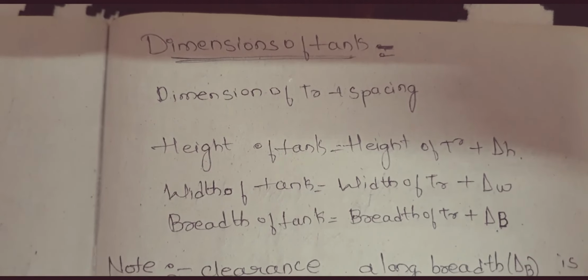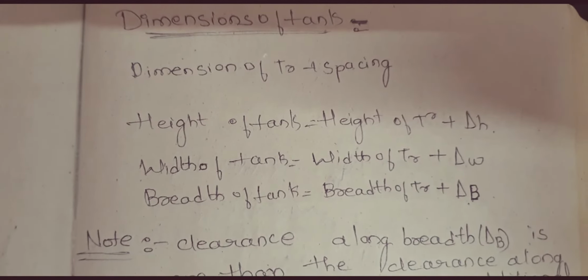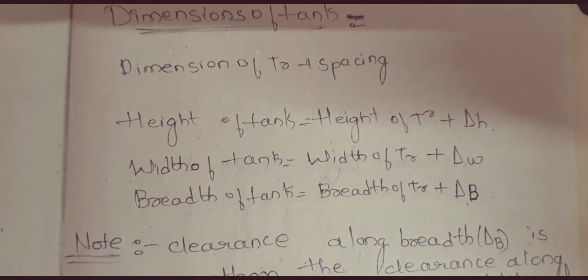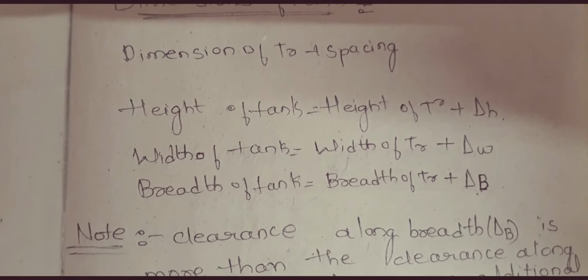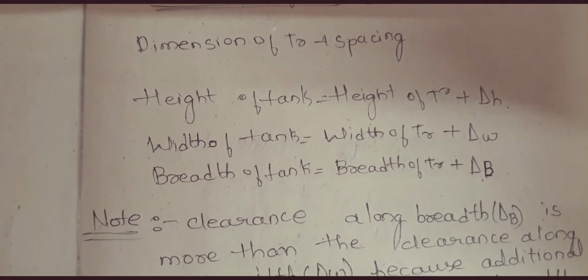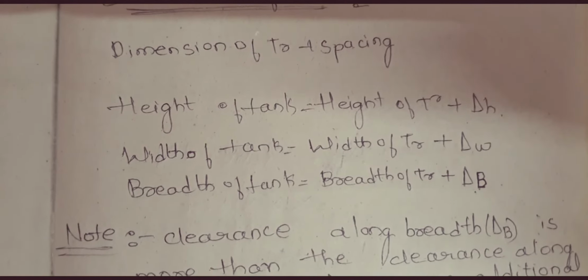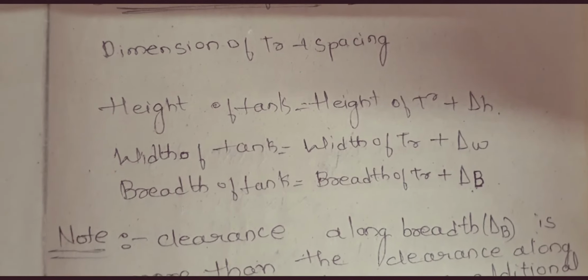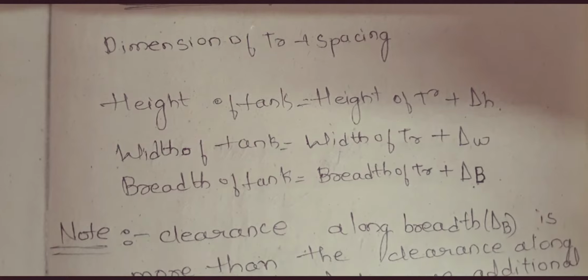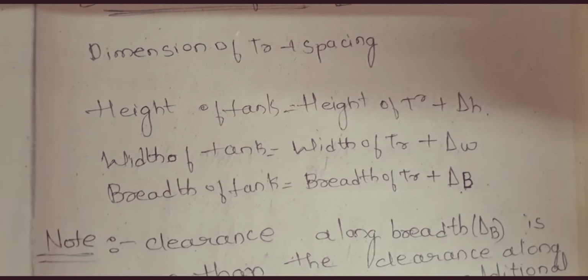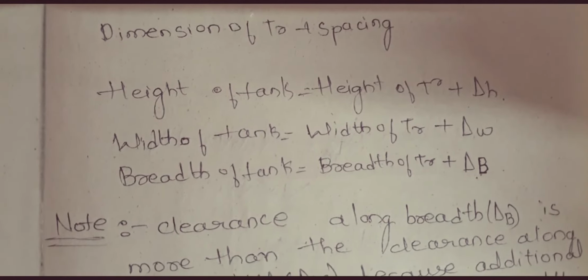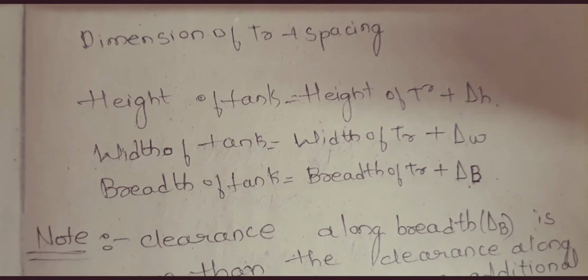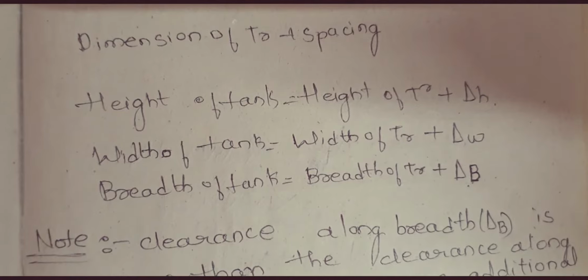Let us understand the dimensions of the tank. The total height of the tank can be given as the height of the transformer plus the clearance along the height. The width of the transformer tank is equal to the width of the transformer, that is the core, plus delta W. Similarly, the breadth of the tank is equal to the breadth of the transformer or core plus delta B.